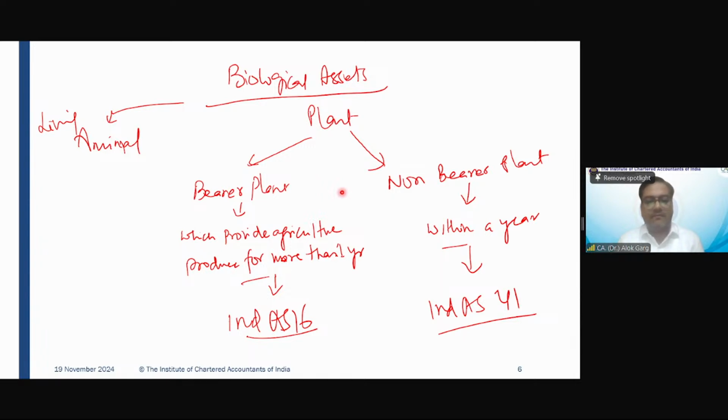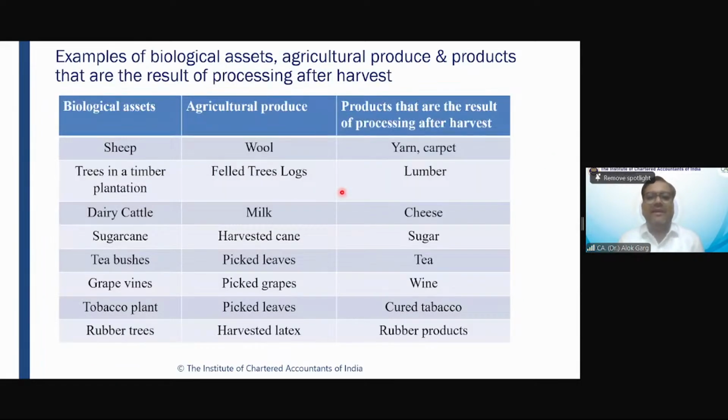Yes, sir. Okay. So these are a few examples of biological asset, agriculture produce, and products that are the result of processing after harvest. Hemant is asking why we do not take agriculture produce directly to inventory at the point of harvest. Hemant, first of all, there is a sequence, right? If this agriculture standard would not have been there, then what you are saying, we would do that only, right? But since this agriculture standard is there, it talks about how you will recognize and how you will measure the agriculture produce at the point of harvest.